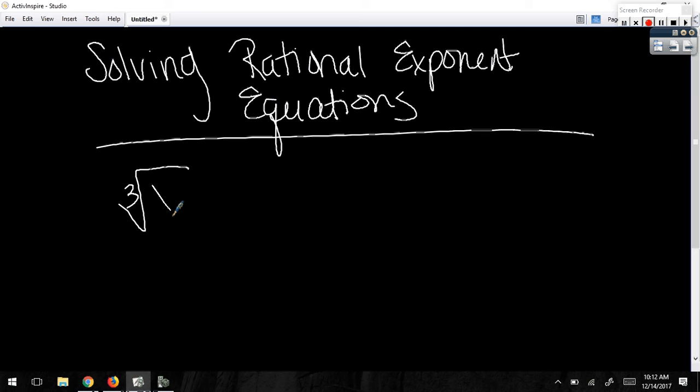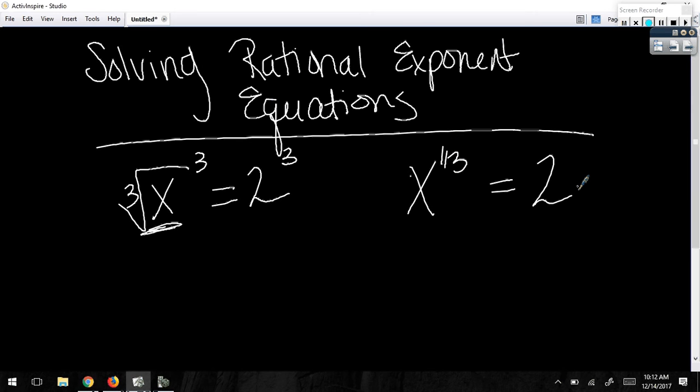Yesterday we talked about if it looks like this, how did we get rid of that radical? Well, you put a cube on the x and a cube on the 2, and then it just equals x equals 2. And I think somebody in this class made the connection. It was me. If we sunshine this, we would get x to the 1/3 equals 2.